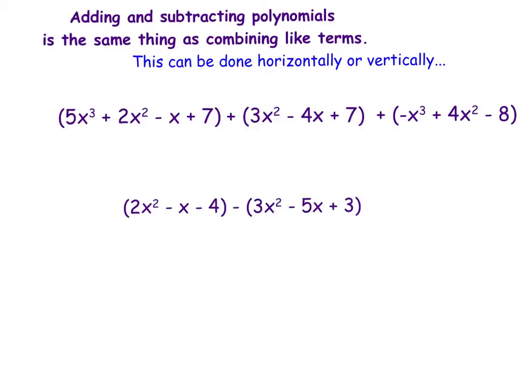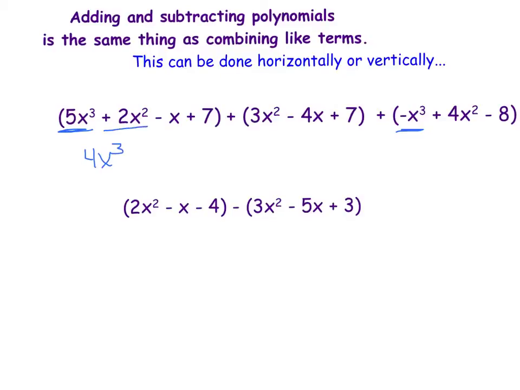So I'm going to start with my highest, which is 5x to the third, and I'm going to go over the second term. The second expression does not have an x to the third, but the third one does. So I'm going to underline it one time. 5x to the third plus a negative x to the third is 4x to the third.